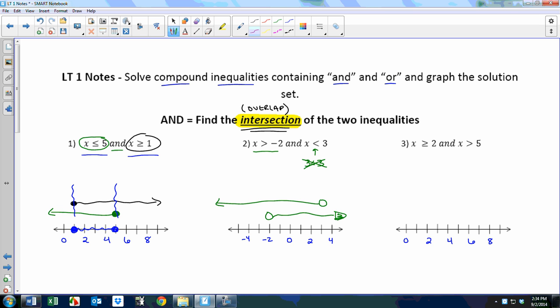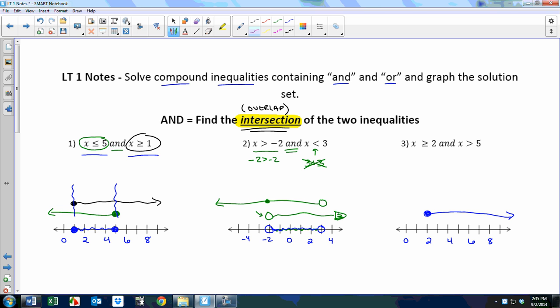All right, and again, it's an and problem. So with it being and, where do these two overlap? Well, they clearly overlap in between -2 and 3, but they do not overlap at -2. -2 works in this inequality, but it does not work in the second inequality, because -2 is not greater than -2. So on your final answer, put an open circle at -2 and an open circle at 3, shade between.